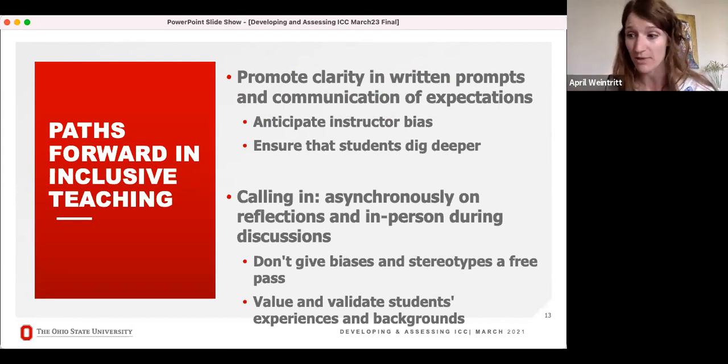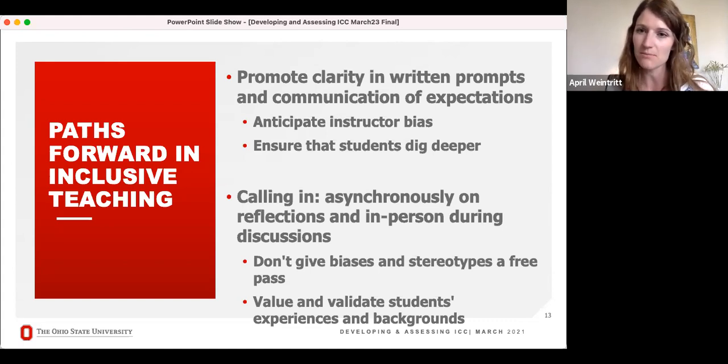Again, some of these points are probably familiar to you, so I'm just going to highlight them briefly. We promote clarity in written prompts and the communication of expectations. In this way, we do two things. We anticipate instructor bias towards less formal writing. Sincerely, some of our instructors had expectations of writing style that made some students' reflections appear to be empty experiences or shallow reflections. And that wasn't the case. Clear prompts and communication of expectations, many of us know, also ensure that our students dig deeper to respond critically and appropriately. And secondly, it's important that we recognize that some of these conversations and feedback situations can be challenging. We never ignore biases and stereotypes.